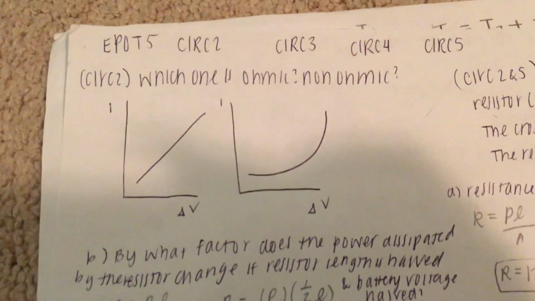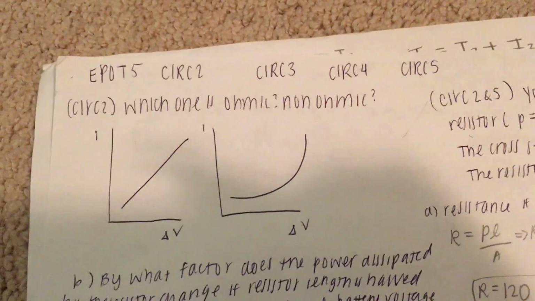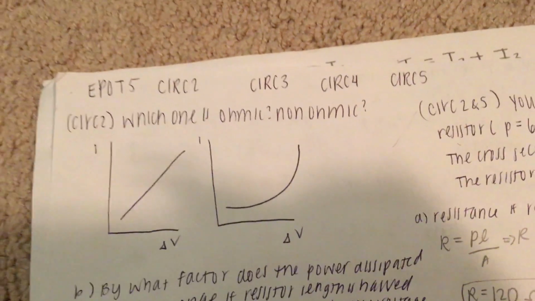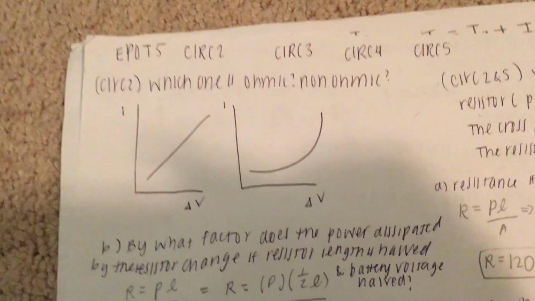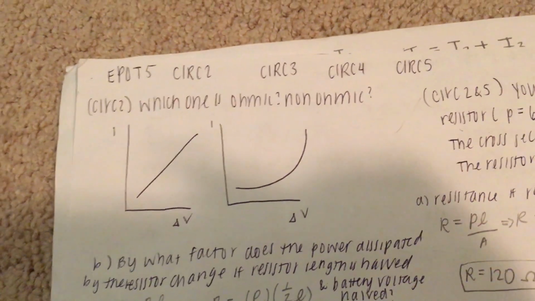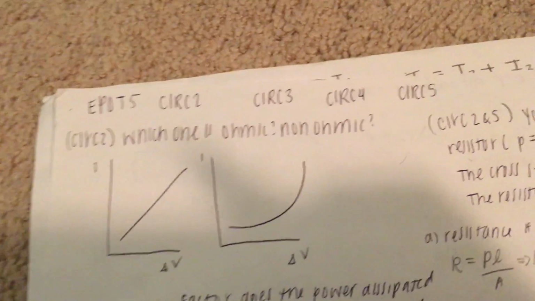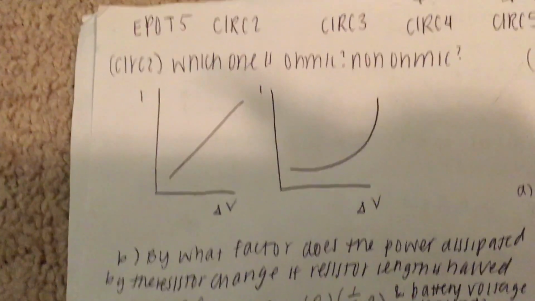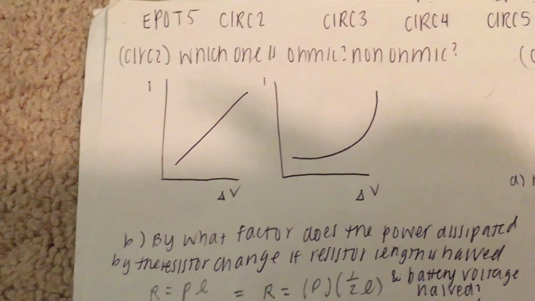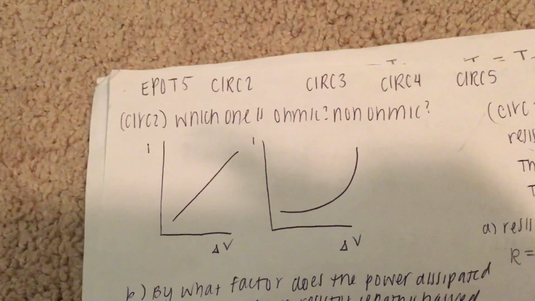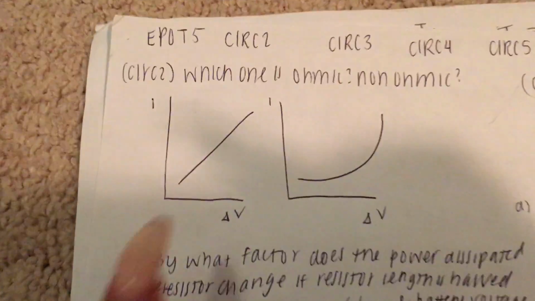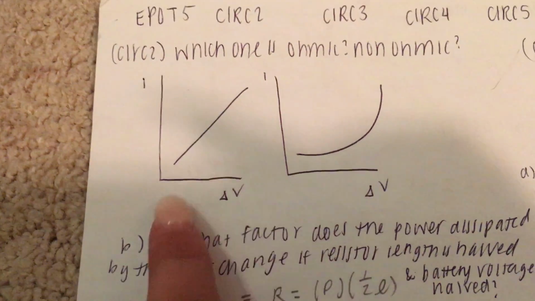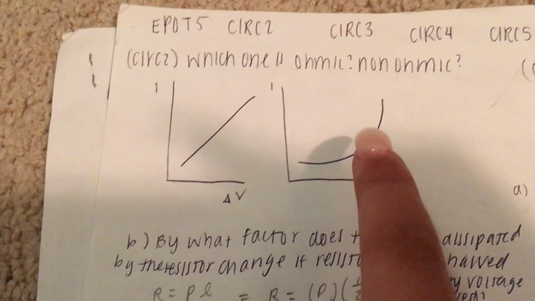So the first question is a little different than the standard assessment, because the standard assessment gave a graph and asked if it was ohmic or non-ohmic, but I figured why not give two and describe which one is ohmic and which one is non-ohmic. So ohmic usually refers to metals, whereas non-ohmic refers to semiconductors, and ohmic metals will always have a straight linear relationship, whereas semiconductors have this nice little curve.